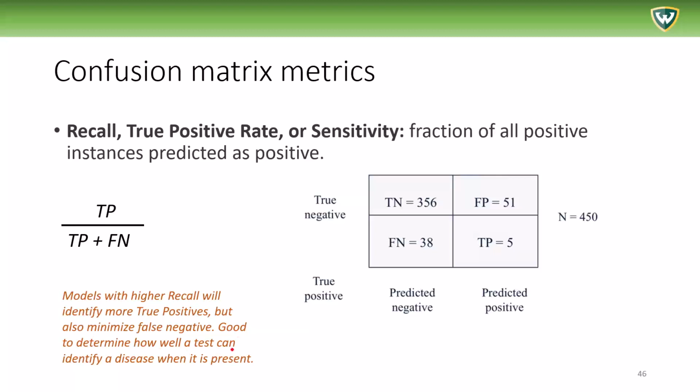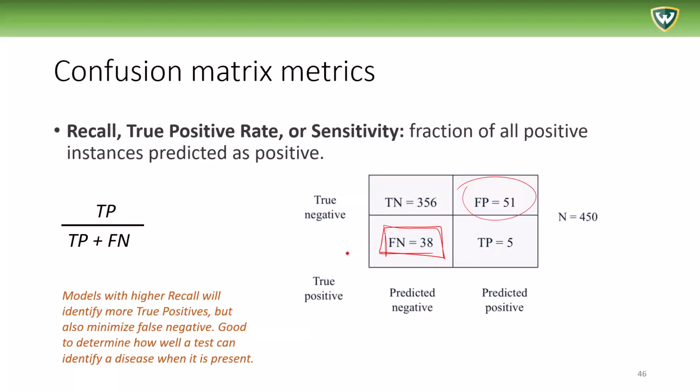So it's good to determine how well a test can identify a disease when it's present. If you really want to make sure that your model identifies a disease when it's present, you want to minimize the false negative. Here you're less concerned about false positive, because if a person gets a false positive, they're going to be more alert about the issue and take a precaution. But a false negative is really bad, because the person goes out there and thinks that they don't have the disease when they actually do.